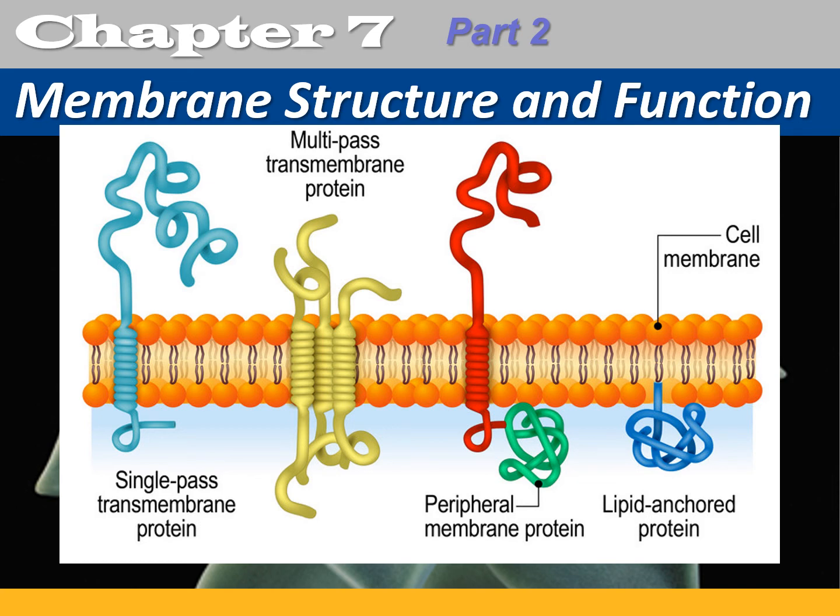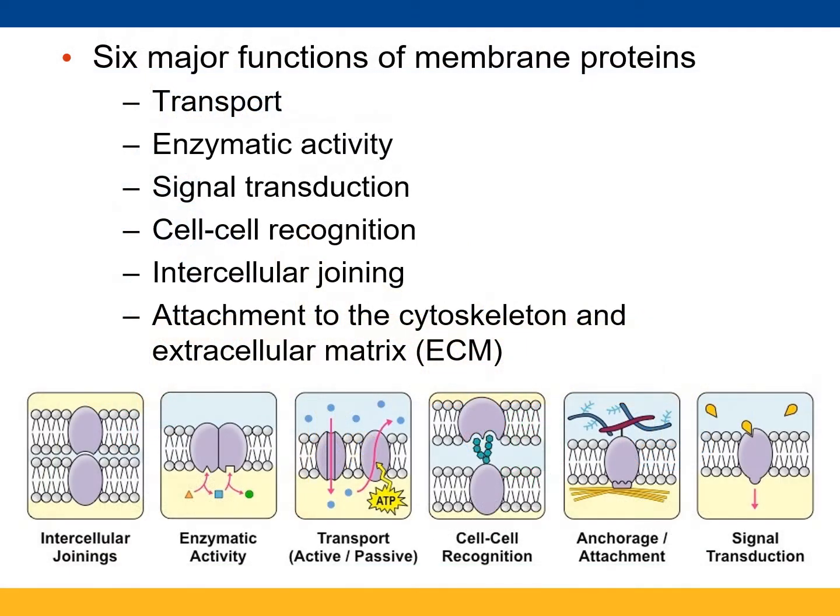Welcome to Chapter 7, Part 2, where we are continuing to talk about membrane proteins and the function of transporters and channels and a couple other examples. As we mentioned, there are no fewer than 6 different major functions, and many proteins have more than one. In this chapter, we're really going to focus on these two right here. Cell-cell recognition and transport. Signal transduction we'll talk about later on.